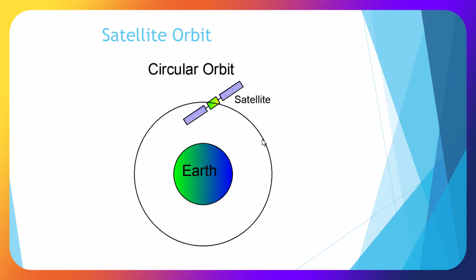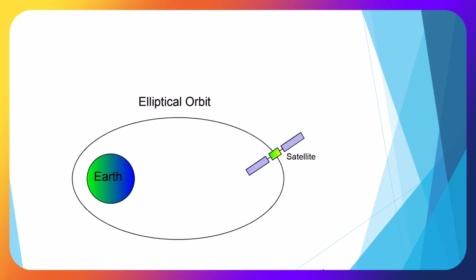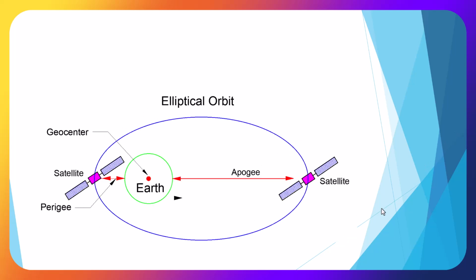So this is a circular orbit, which is circular around the Earth. This is the other path, an elliptical path, which forms an ellipse as it goes around the Earth. Here's the elliptical orbit again. This is the geocenter of the Earth, and this is the perigee. It is the short side, and apogee is on the long side of the ellipse.